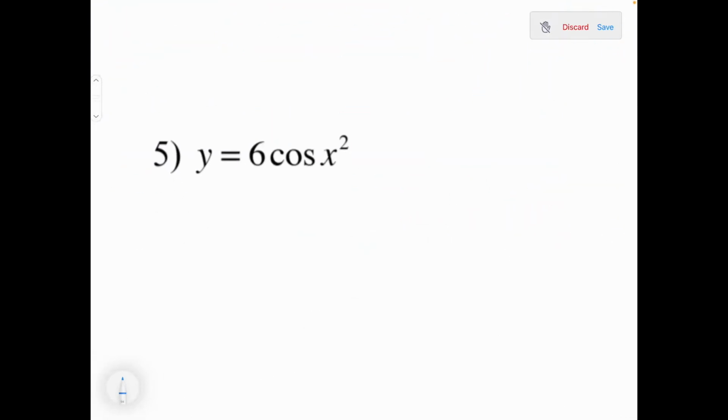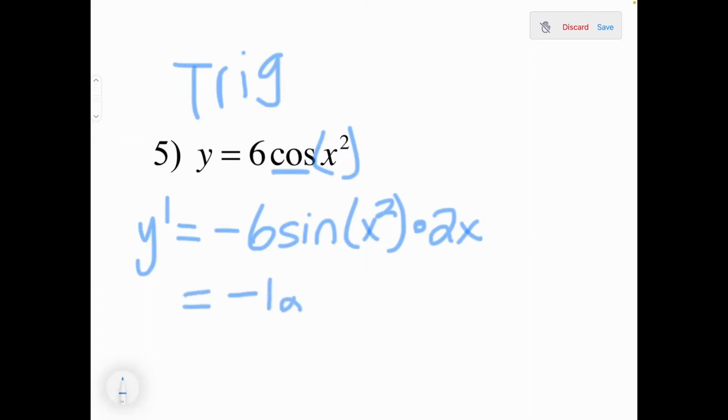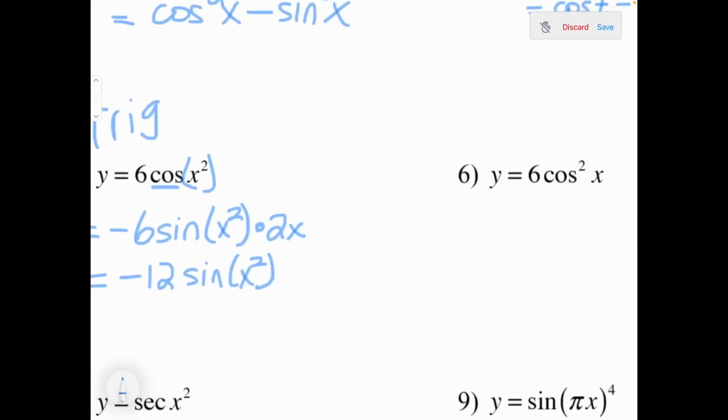Number 5, this x squared is inside the function, so this would be a trig rule in this case. So y prime, we're going to take the derivative of cosine first. Derivative of cosine is negative sine. So it's going to be negative sine x squared times the derivative of x squared, which is 2x. We multiply the negative 6 and the 2x together. We get negative 12 sine x squared. Just did some chain rule there.